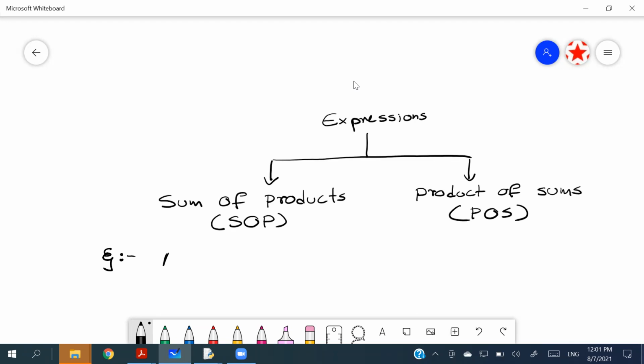something like this. A dot B is a product, a multiplication. B dot C is a multiplication, right? And A dot C.